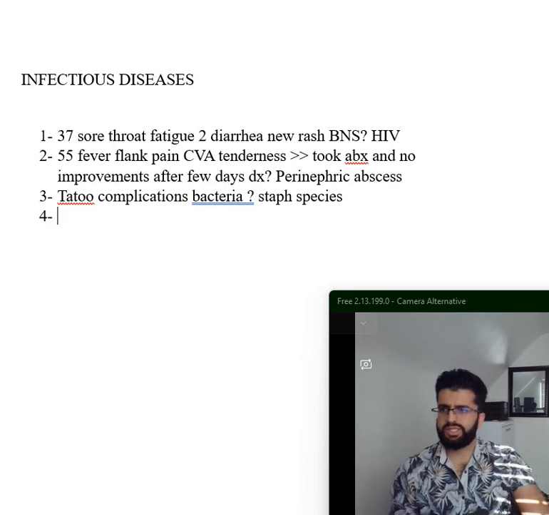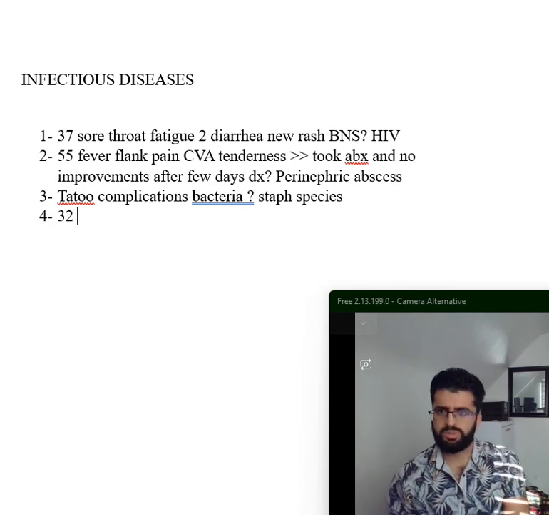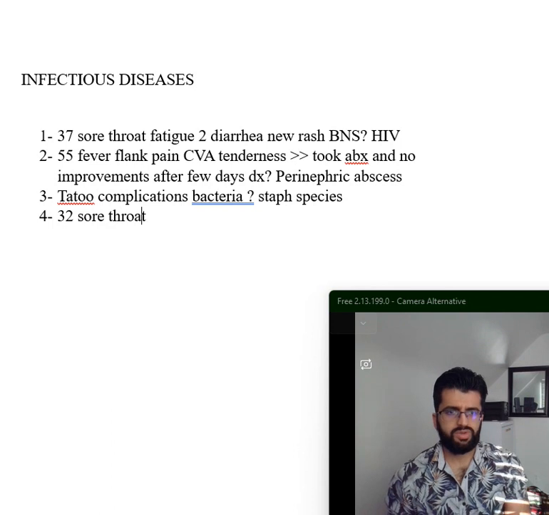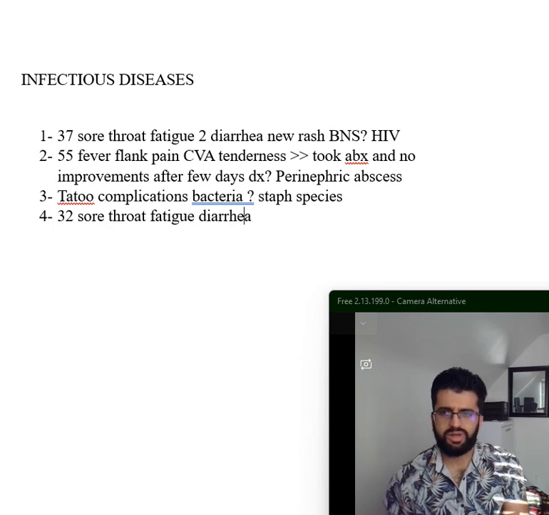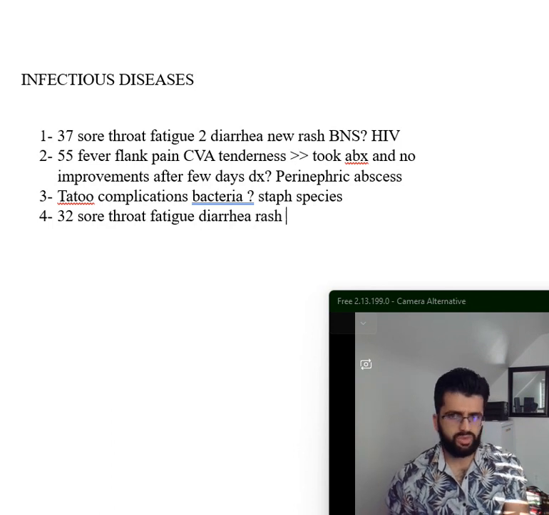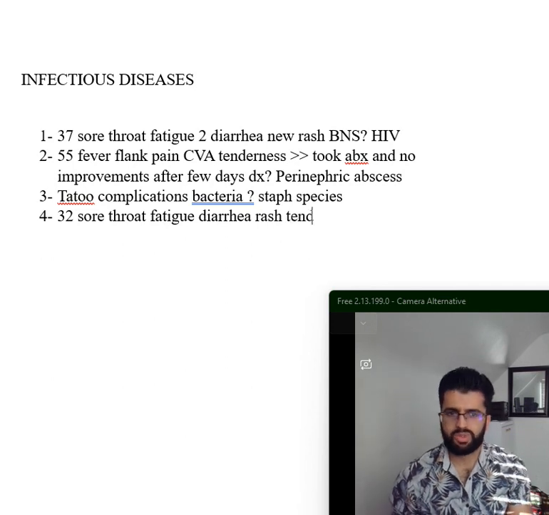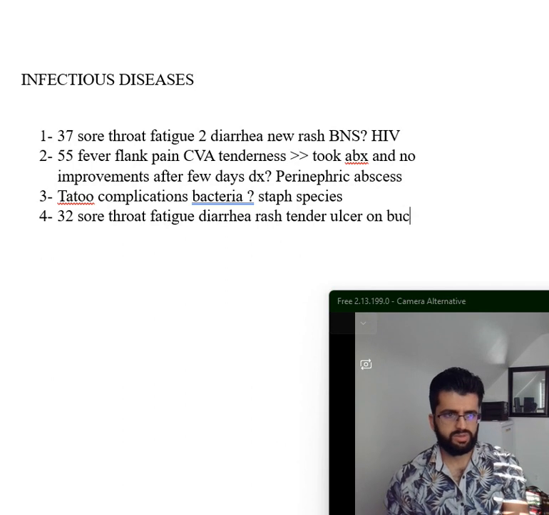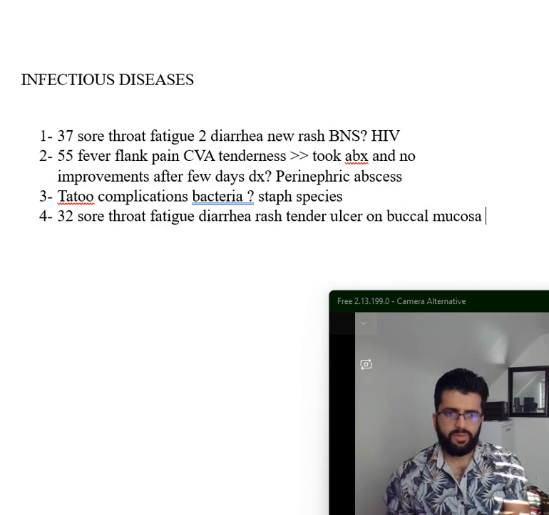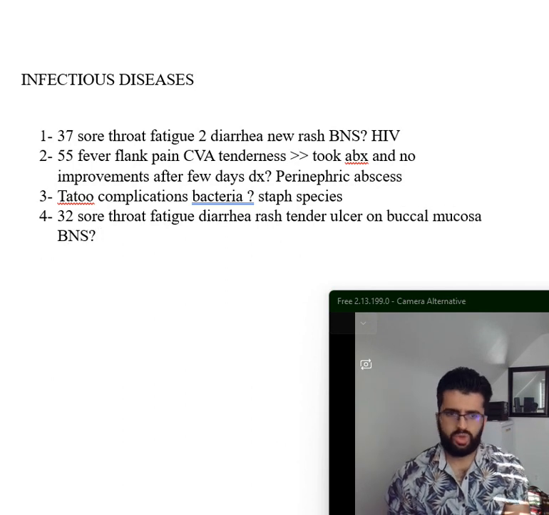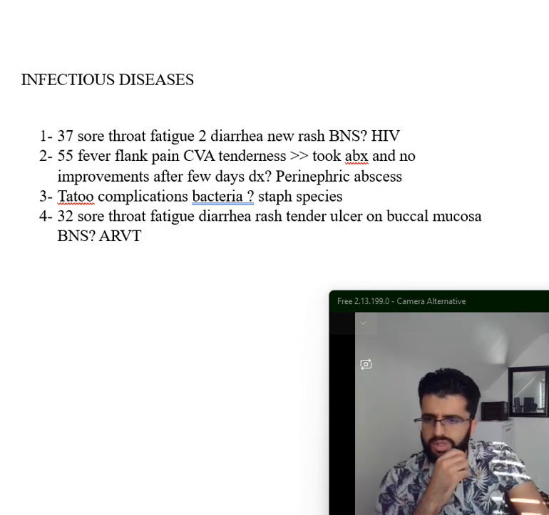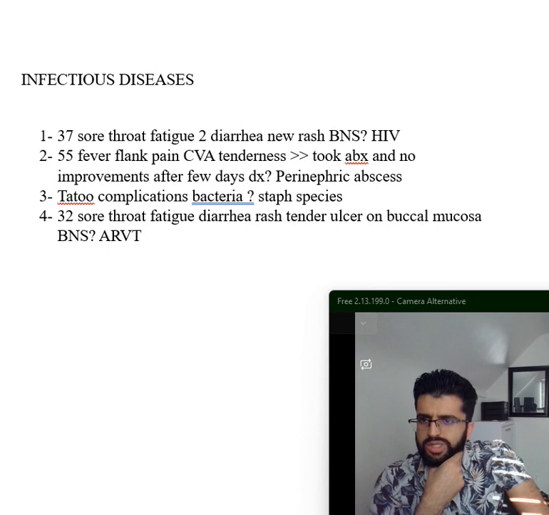Okay, now another case is kind of interesting. 32-year-old, multiple sexual partners, sore throat, fatigue, diarrhea, rash. This is like for HIV, right? I think it's HIV. Another clue they give you, tender ulcer on the buccal mucosa. So now they ask you what is the best next step. You do antiretroviral therapy, okay? So you do antiretroviral therapy, combination antiretroviral.